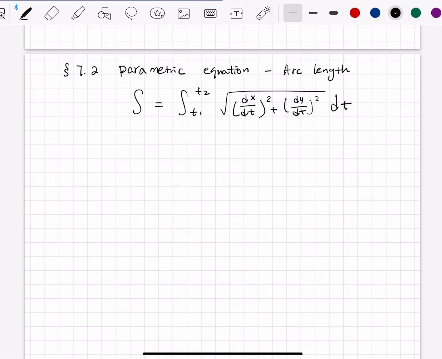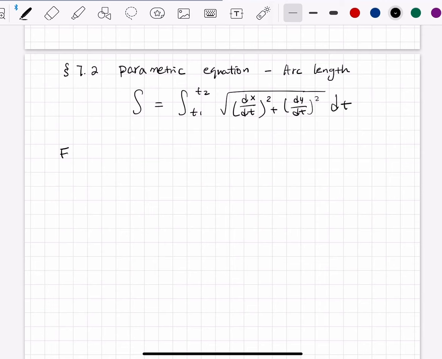Next, we're going to move on to the arc length. So the formula for arc length when we're having a parametric equation is going to be S, which stands for arc length, equal to the integral from t1 to t2, which is the interval for the t's, of the square root of dx dt squared plus dy dt squared dt. So the formula is pretty straightforward. We're just going to take the derivative with respect to t for the x function and for the y function, and then square them.